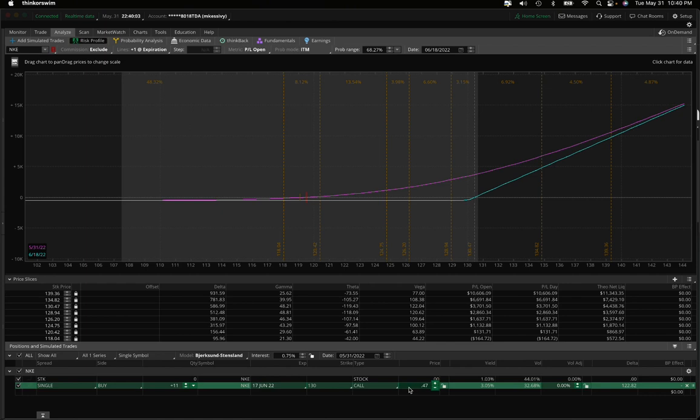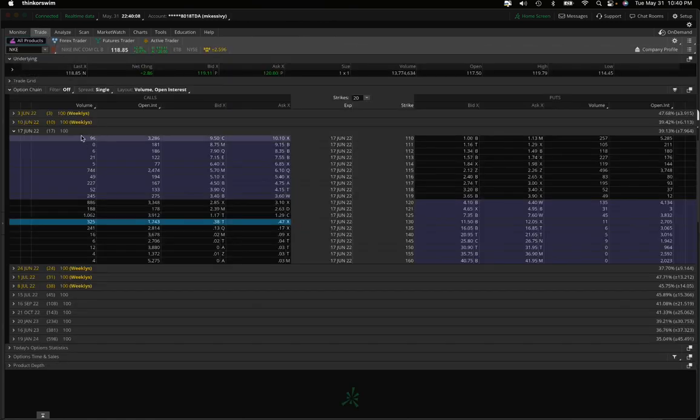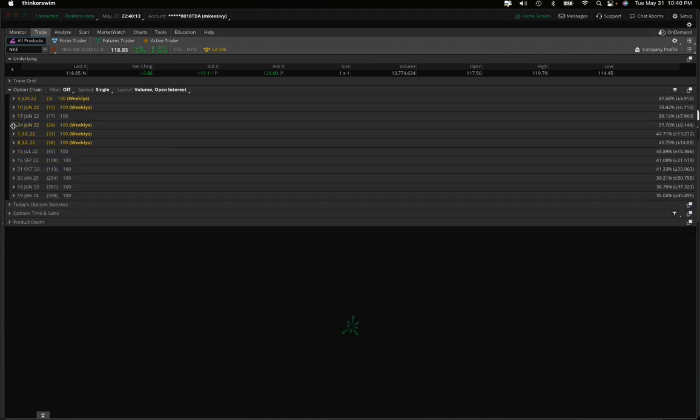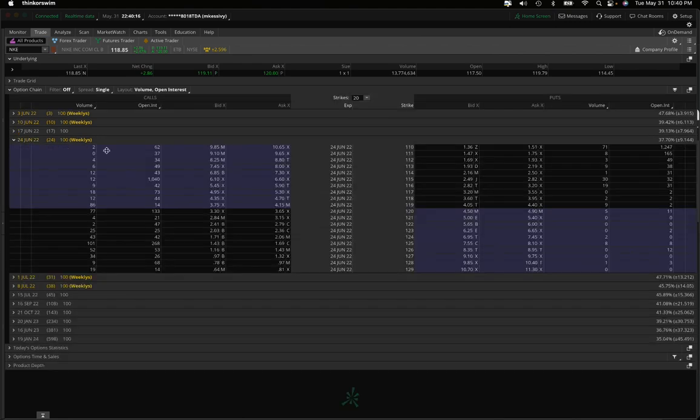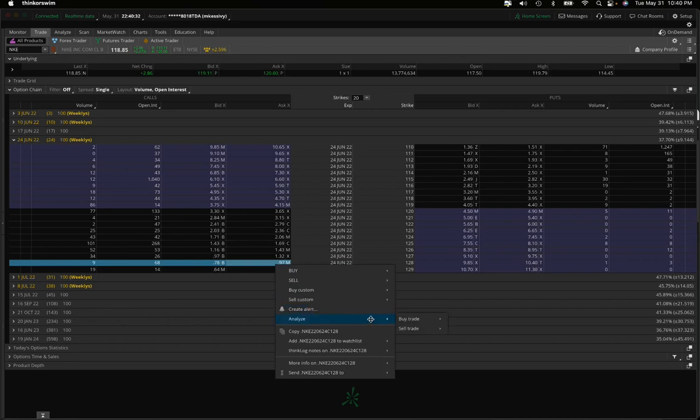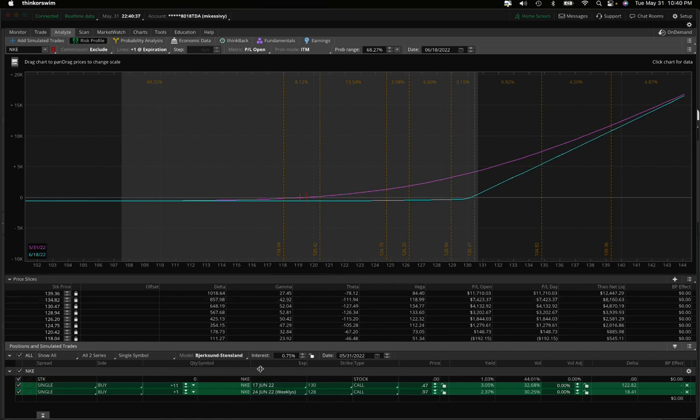If you want to go ahead and add in another contract to see what that could look like, you go back to trade. And instead of getting maybe the June contract, maybe we decide to get June 24th. Say we get a 128 position. So we just analyze, go to buy trade, go to single, and see now you have both. You have June 17th and June 24th.